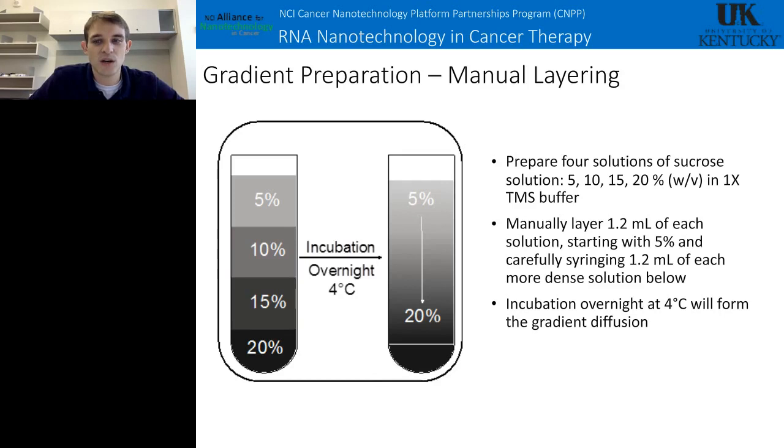This helps to keep your resolution in between your layers of your four different density sucrose solutions, because it's important to keep the solutions separate. So you need to pipette this slowly, and you need to take care when you're doing this. And then to form the gradient, you'll incubate at 4 degrees overnight, and all your layers will slowly merge together to form a continuous gradient.